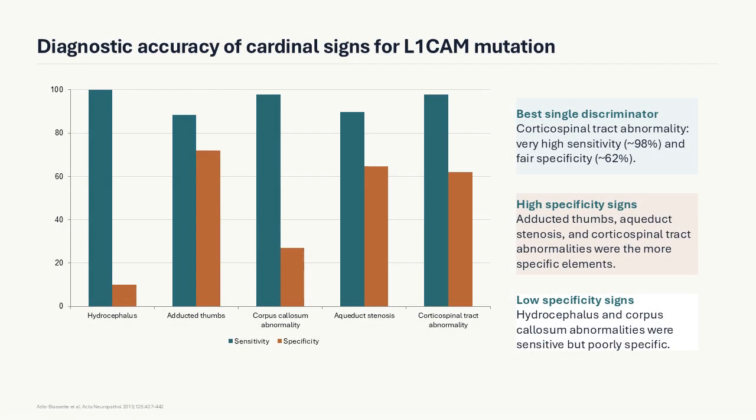The diagnostic performance data make the screening strategy more precise. Hydrocephalus was perfectly sensitive in this series but very nonspecific. Corpus callosum abnormality was also highly sensitive but not very specific. Corticospinal tract abnormality was the best balanced single neuropathological sign, with about 98% sensitivity and about 62% specificity. Adducted thumbs and aqueduct stenosis were less universal, but they added important specificity.